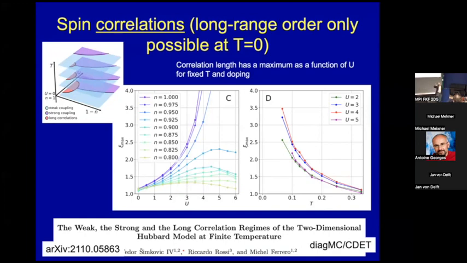And in between, there is a region which is harder to address, in which the correlation length has a maximum as a function of u. Okay, this is all documented very precisely for infinite systems in this work, which is now published actually.